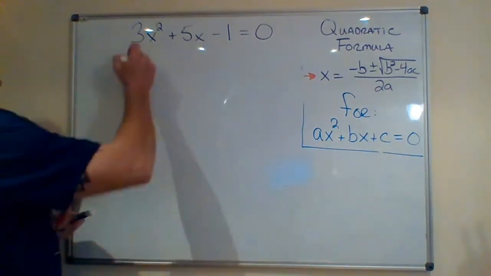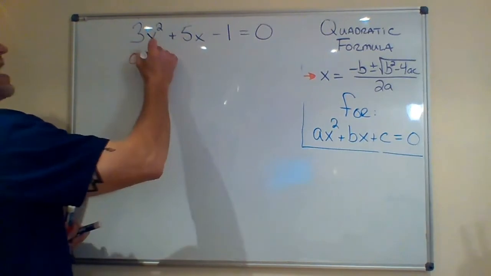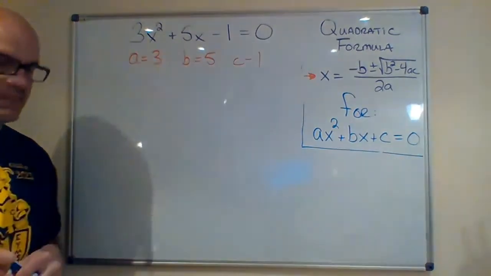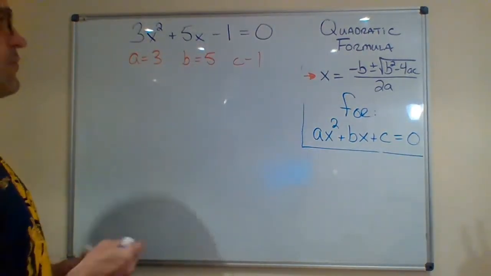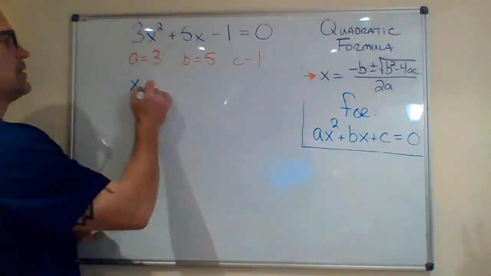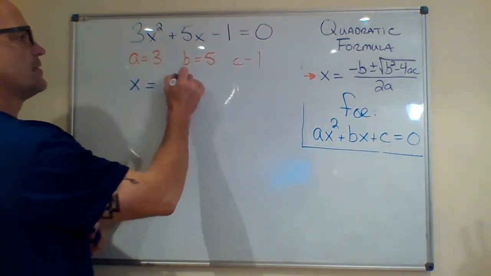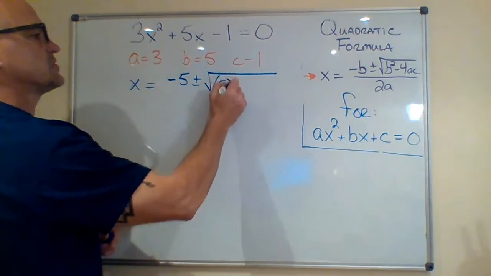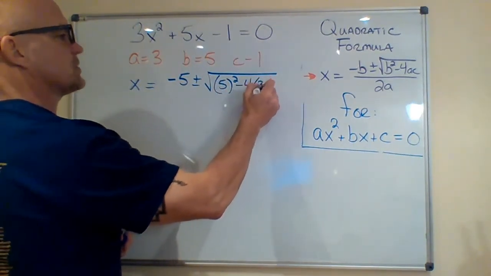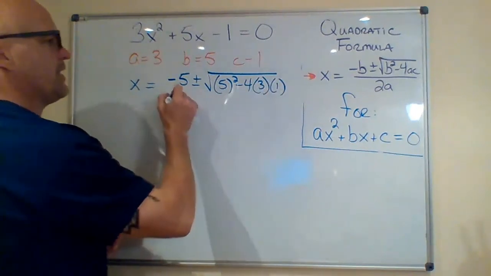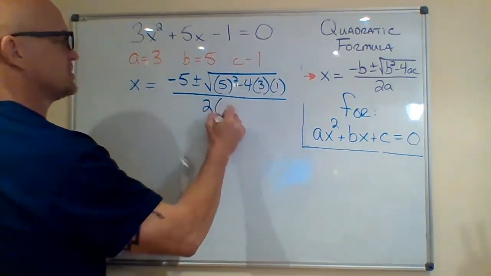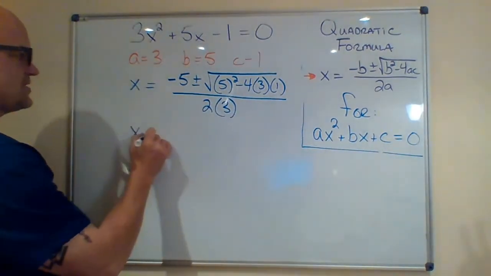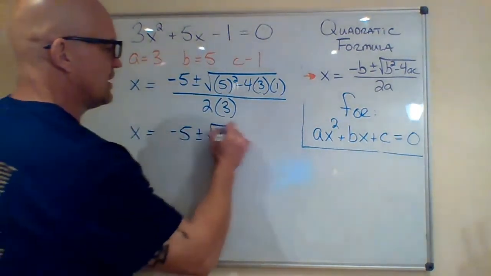So again, I'm going to identify my A. A is now 3. B is 5. And C is -1. I'm simply going to plug all those things into my formula. So x equals, the opposite of B would be -5 plus or minus the square root of B squared, which is 5 squared, minus 4 times 3 times -1. And that is all over 2 times 3.